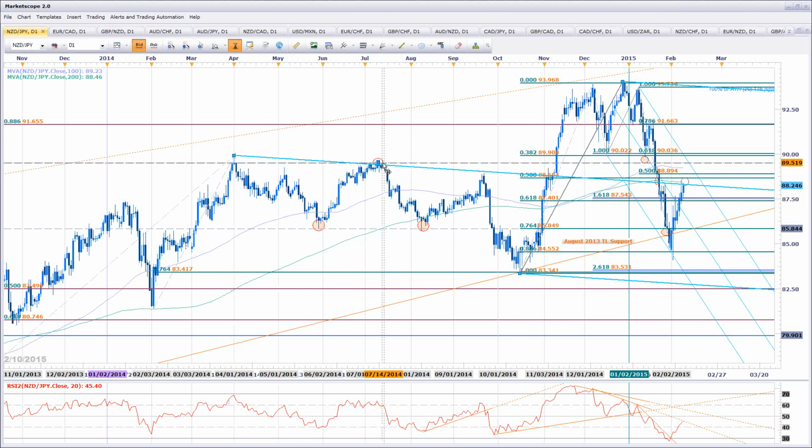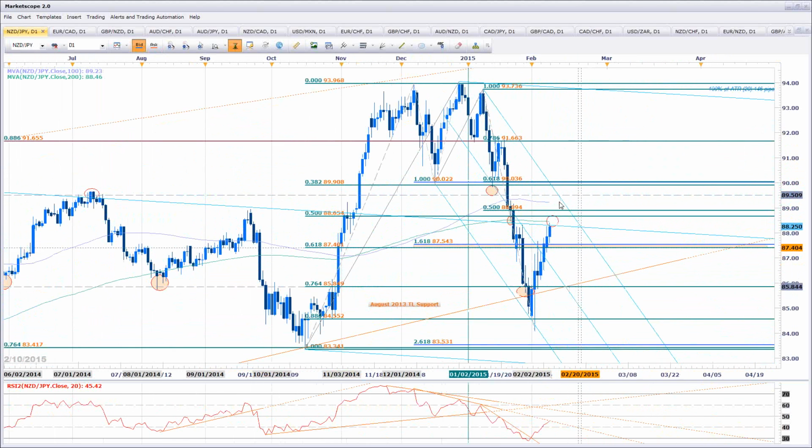1 tag, 2 tag, false break, 3 tags, consolidation, break, fall, resistance. So you have the median line off the highs from last year. You have a 50% retracement from the decline off the highs. Coincides with this 50% off of the ascent. Not really going to stress that so much. And they all coincide right in this region, just below 86, 88.65 or so.